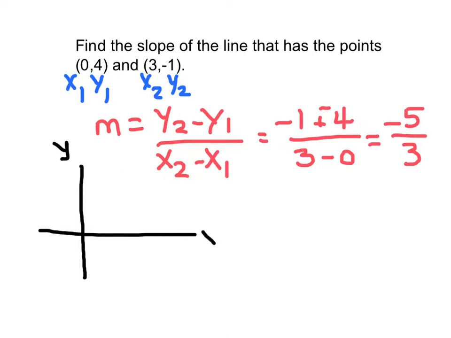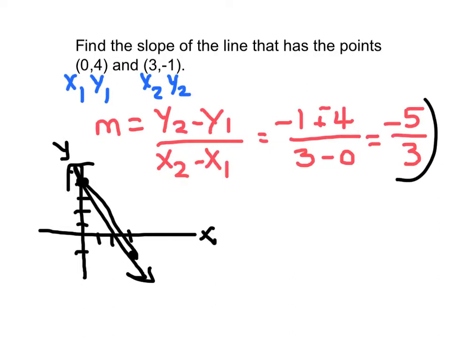Okay, here's my y-axis and x-axis. So let's say the point 0, 4 would be right here. The point 3, negative 1 would be down there. So a quick sketch of the graph confirms that the line that goes through those 2 points is going to have a negative slope. It is going down to the right. So my answer does make sense.